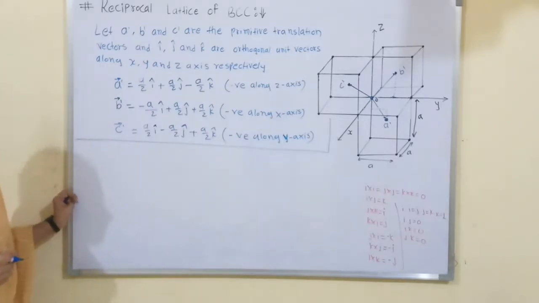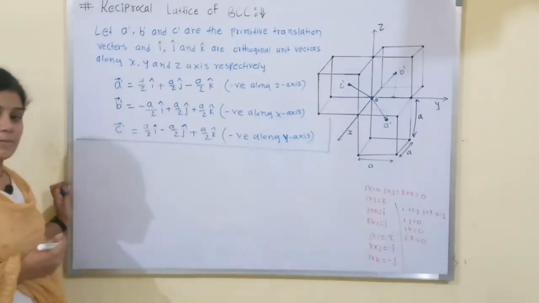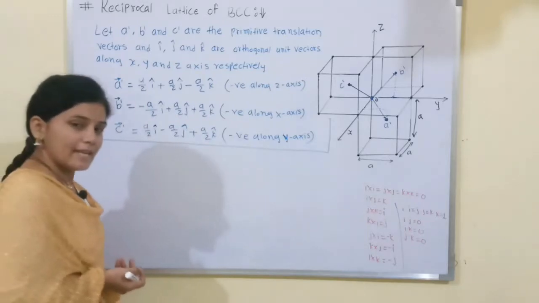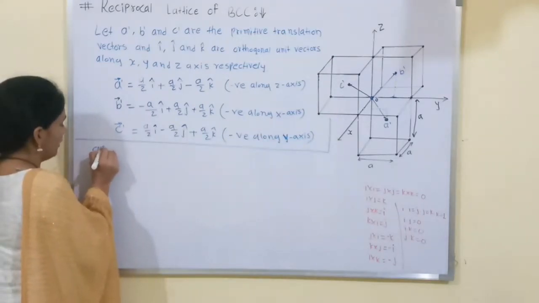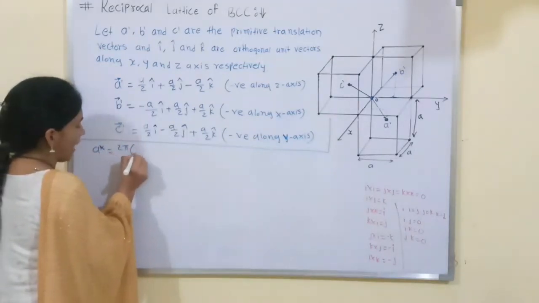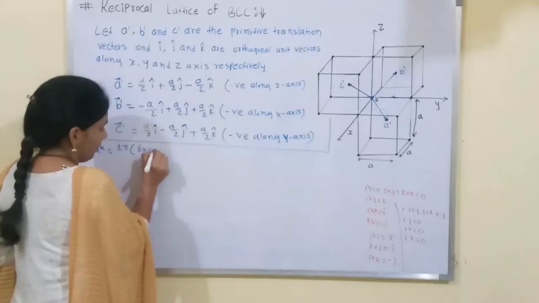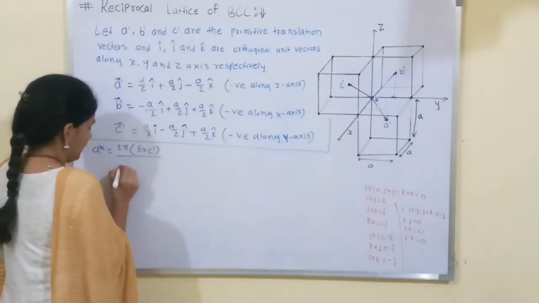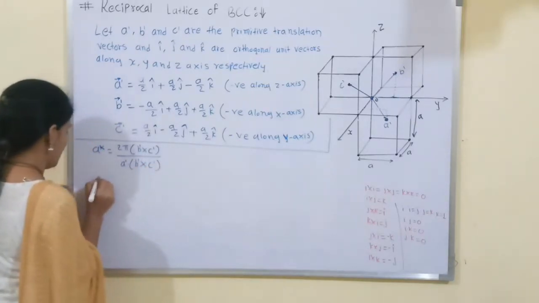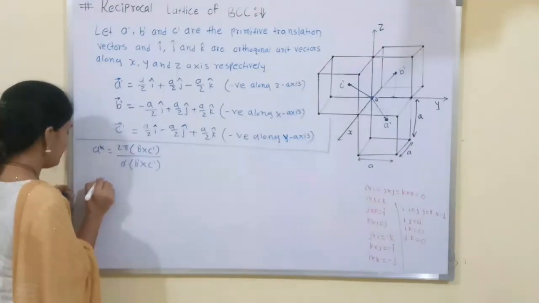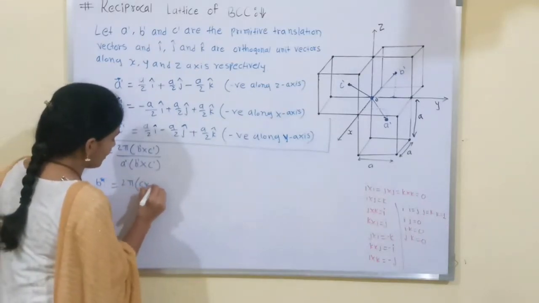And we will consider the reciprocal lattice vectors. For BCC we know that the reciprocal lattice vectors are denoted by A star, B star and C star. We have seen it earlier. So we will write A star is equal to 2 pi B cross C. Here we consider B dash and C dash, so we will write B dash cross C dash divided by A dash dot B dash cross C dash. Similarly we will write for the B star, 2 pi C cross A.